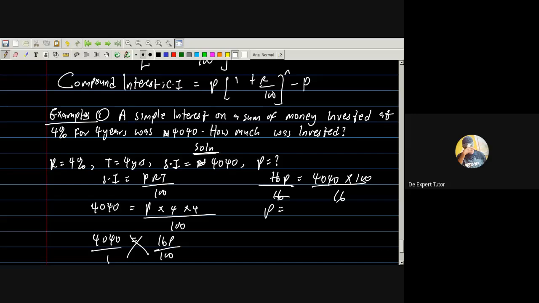So after getting everything together, you have 25,250 naira. That's the amount that was invested. How much was invested? So that's your principal. That's the principal.